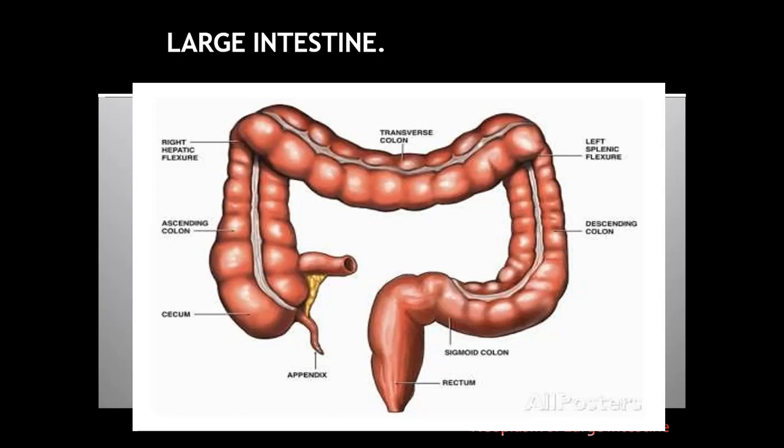This is the colon, which is showing the cecum, ascending colon, transverse colon, splenic flexure, and the descending colon, sigmoid colon, and the rectum. The blood supply of the colon is mainly the superior mesenteric artery and the inferior mesenteric artery.